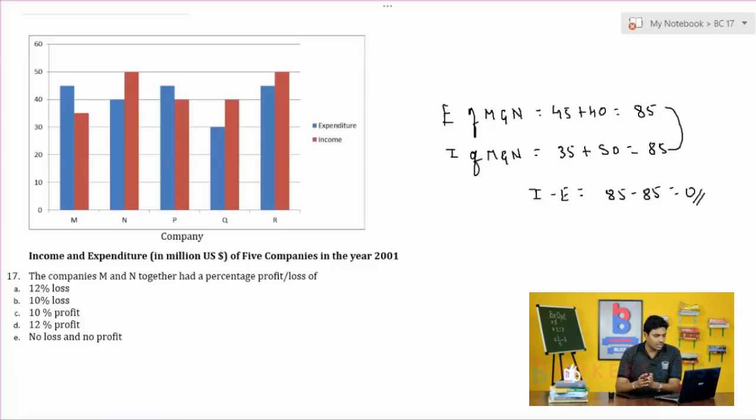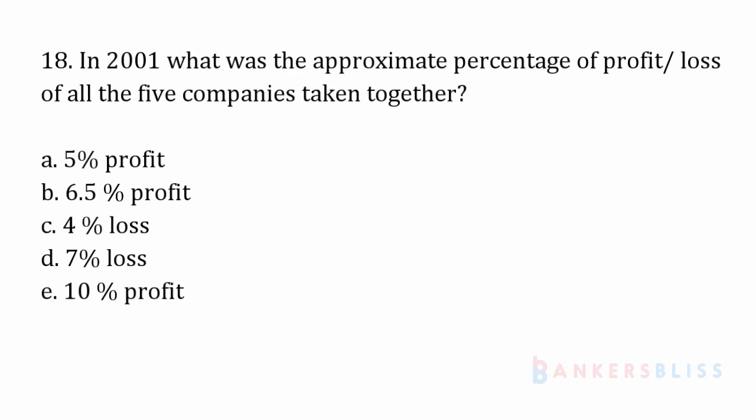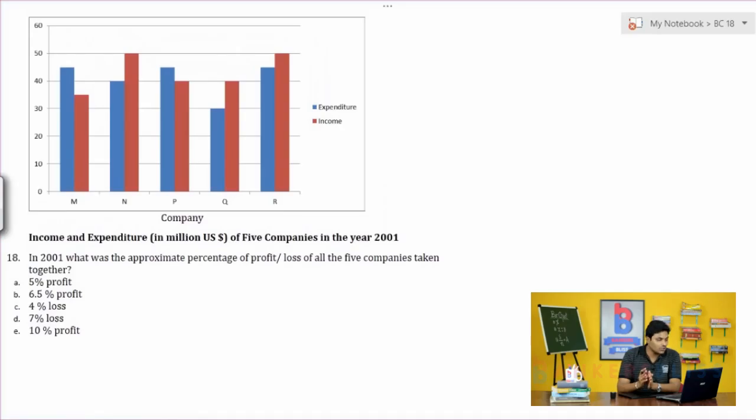Okay. Next, let us go to the next problem, problem number 18. In 2001, what was the approximate percentage of profit or loss of all the 5 companies taken together? So, all the 5 companies you have to consider together.